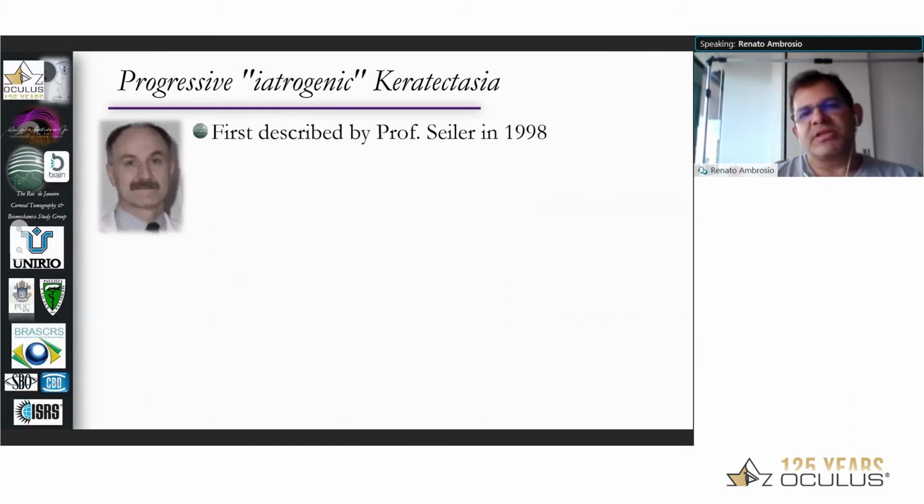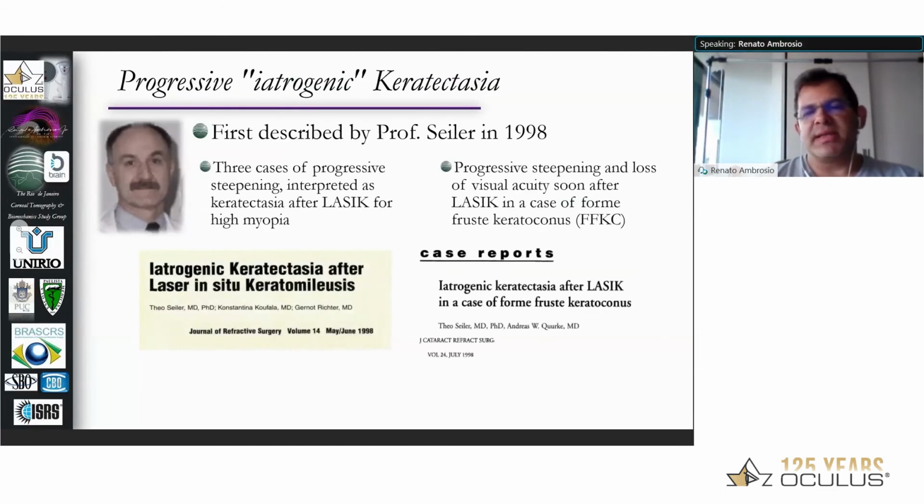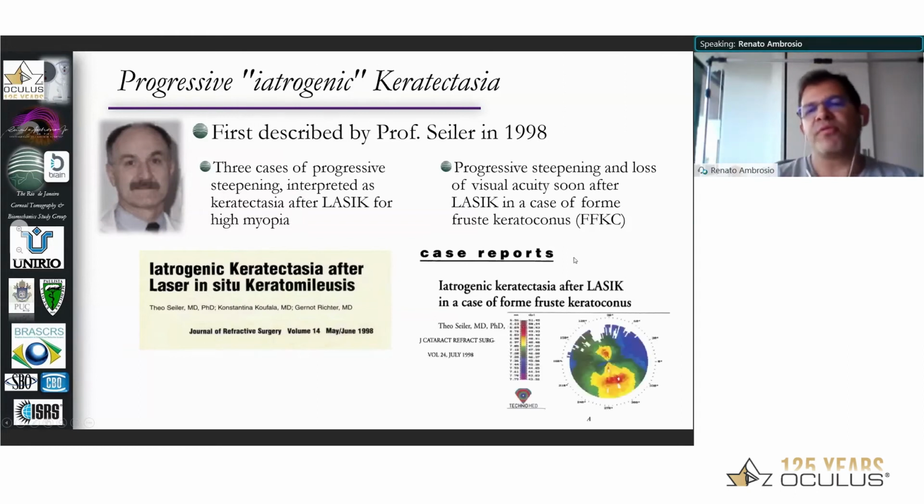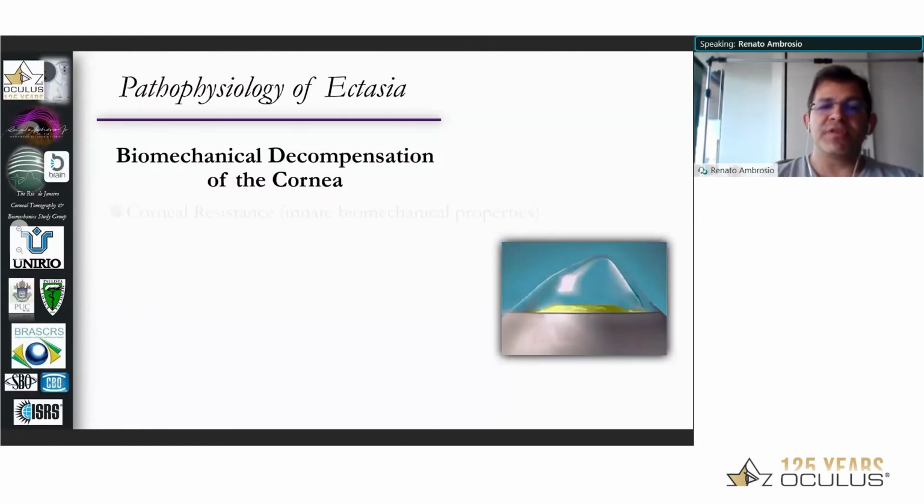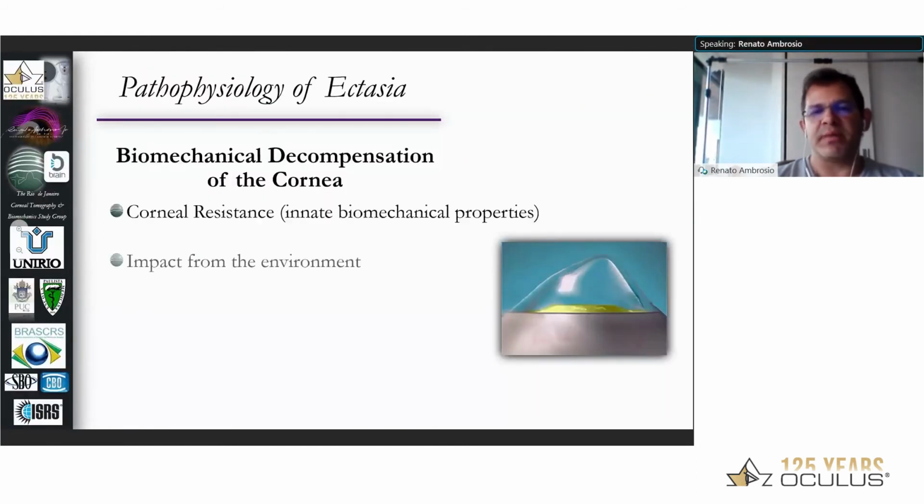When we think about ectasia, I always consider these 1998 publications. These publications lead to the pathophysiology of ectasia, high myopia patients treated by LASIK in which biomechanical impact caused ectasia to progress, and a patient with a forme fruste keratoconus, which is a misleading term, I agree. But forme fruste keratoconus here is a relatively abnormal cornea characterized by the front surface curvature map with the asymmetric bow tie. The pathophysiology of ectasia, though, is related to innate biomechanical properties and the impact from the environment.